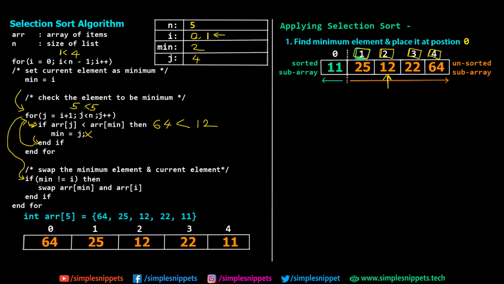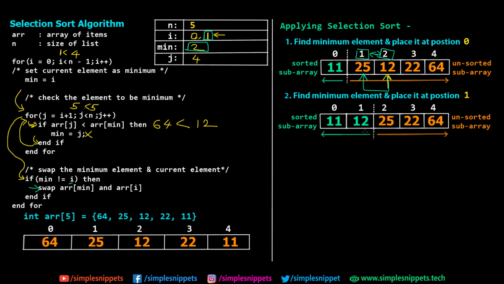So at this point, now we again make a check. If min not equal to i, what is the value of min? You can see it is 2, right? So in the array, this is that index position. What is the value of i? You can see value of i is currently 1. So 1 and 2 are not equal. If they are not equal, we have to perform the swapping. So we have to swap 12 with 25 and 25 with 12. So at step number 2, these two values will be swapped and this is how the result will look like. So you can see 12 and 25 are being swapped.